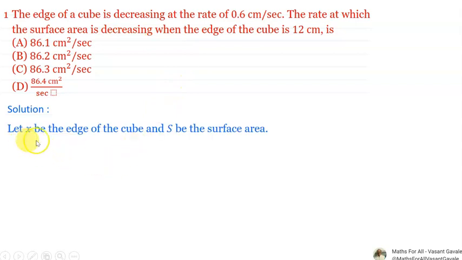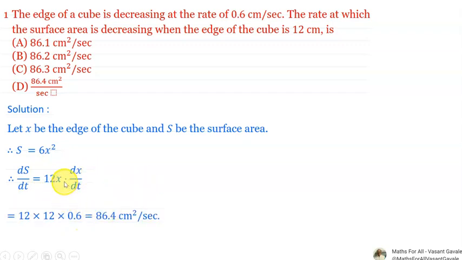Here, let x be the edge of the cube and s be the surface area. The total surface area of the cube, s, is equal to 6x square. Therefore, differentiate this with respect to t. Therefore, ds upon dt is equal to 12x into dx upon dt. Substitute the value of x, that is 12. 12 into 12 and the value of dx upon dt is 0.6, and their multiplication is 86.4 centimeter square per second, and hence option D is correct here.